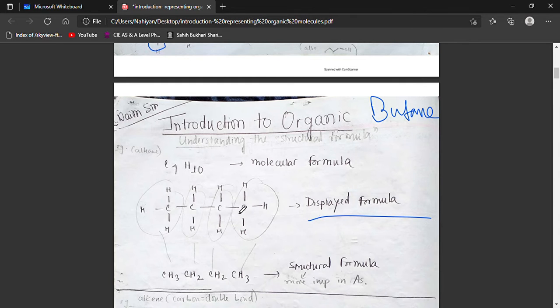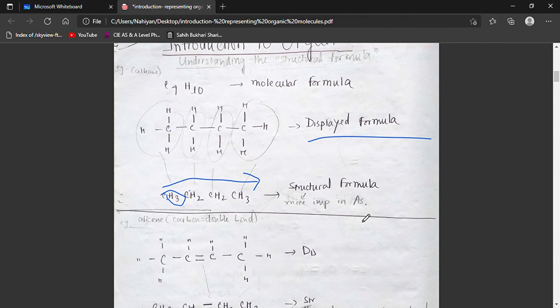We have single bonds, single carbon bonds, and all of them are surrounded by hydrogens. So first of all we have C at the end of the chain, which is bonded to three other hydrogens. Similarly, we have the second carbon bonded to two other hydrogens, and that's how it goes in sequence. And we have the structure formula.